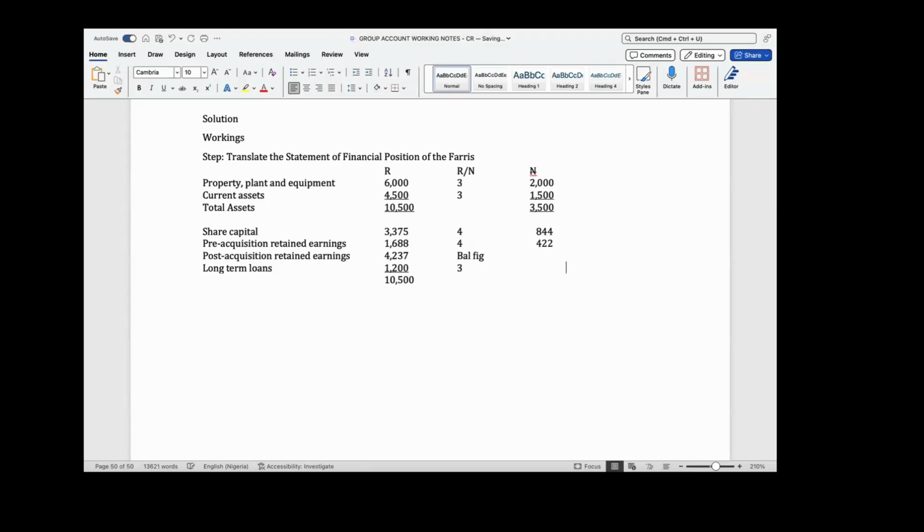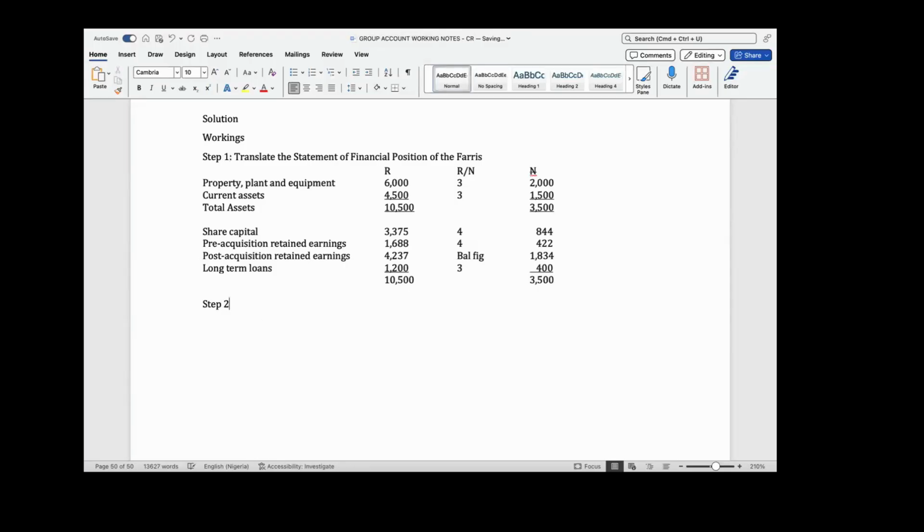Balancing figure. And this? 400. We expect the total to be equal to this, abi? 350. Yes, sir. 3.5. So what's the balancing figure? 42 minus 400. 1834.